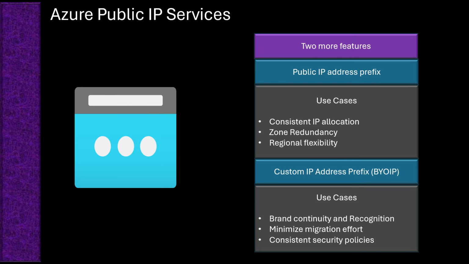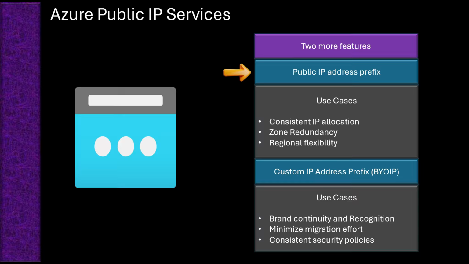In Azure, public IP address prefixes and custom IP address prefixes, which is BYOIP, provide control over IP address allocation and enable organizations to tailor their networking for high availability, resilience, and familiarity with existing address space. A public IP address prefix in Azure is a reserved range of contiguous IP addresses configured per region and subscription and will offer control and predictability in IP allocation.